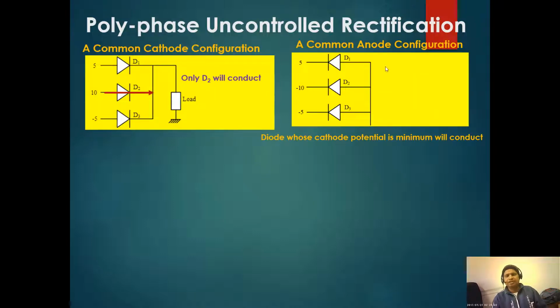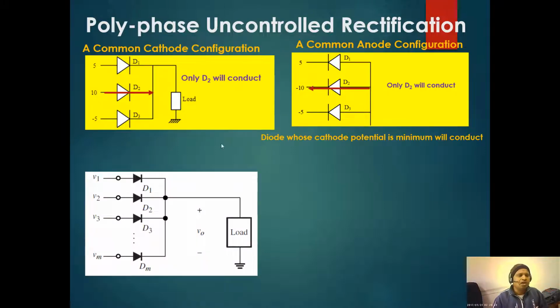We will see a common anode configuration. The anodes are connected to the common bus, so all the potentials at the anode are always the same. And which diode will conduct? If I ask you which diode will conduct, the diode which is having the lowest potential or lowest voltage will conduct. This T2 will conduct.